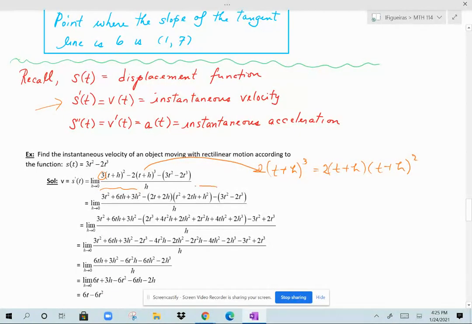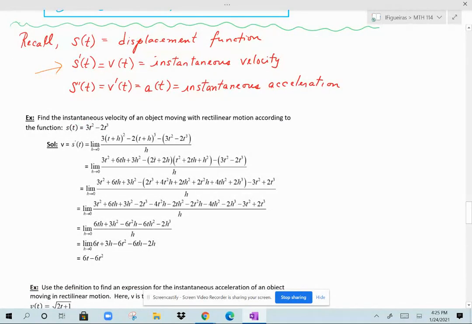So here, what I did was I FOILed this and I distributed 2 across to this one. So that gives us what you see here that was circled. And then the second part is just s of t. So on the next line, I distributed 2t across, and then I distributed 2h across, and I get all of this. And I also distributed the negative.